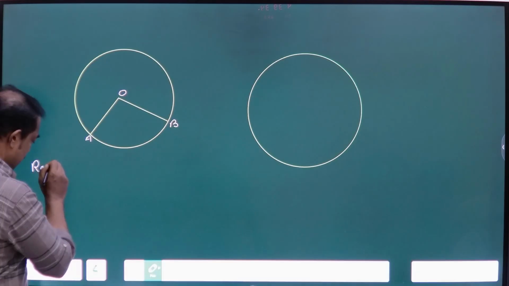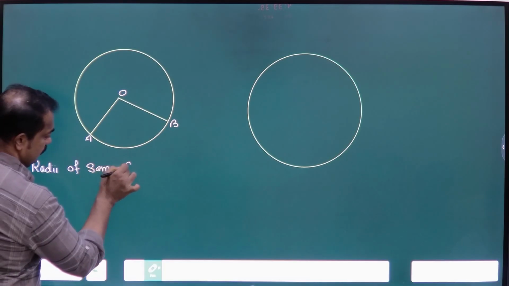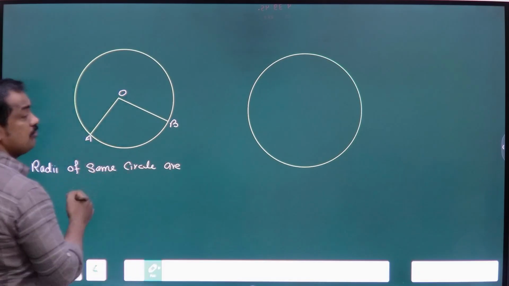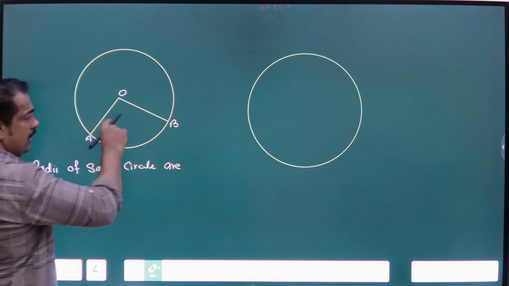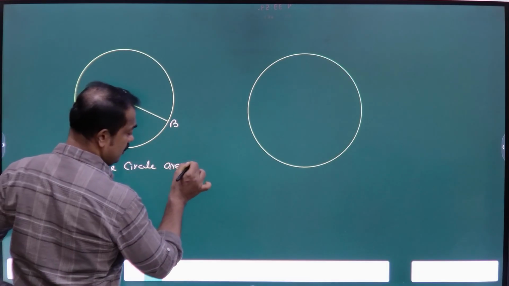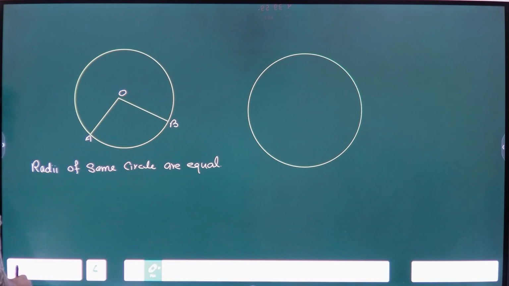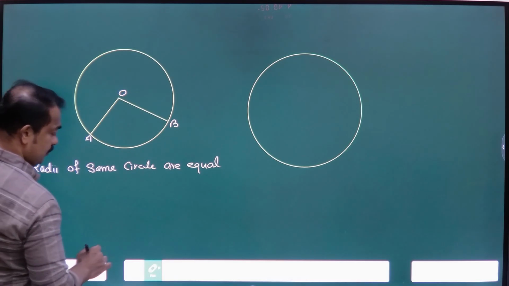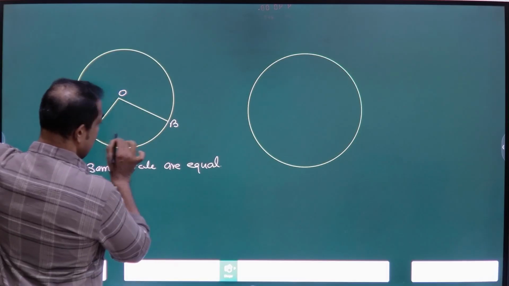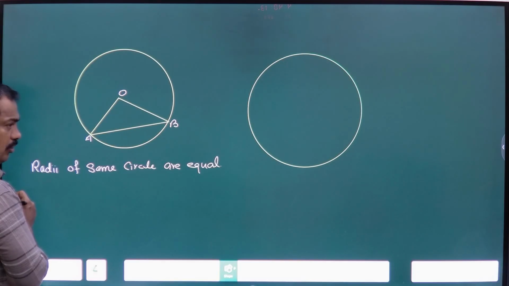Radii. So radii of same circle are equal. डिफरेंट नहीं है, सेम सर्कल है. डिफरेंट सर्कल तो डिफरेंट होगा ना, ठीक है. रेडियाई ऑफ सेम सर्कल आर इक्वल. क्लियर है? And what is this AB? Chord. AB is called chord, है ना?